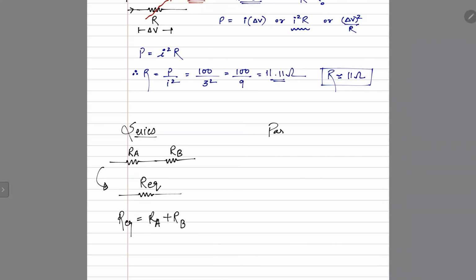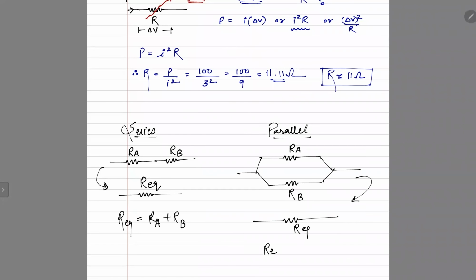However, in parallel combination, you can always write, if this is RA and if this is RB, then this combination can be represented by a simpler case, which is R equivalent, and you can write R equivalent is equal to RA into RB upon RA plus RB. I hope you have already studied this formula in the past, because ये future में भी काम आने वाला है. Can you please comment me कि ये formula आपने past में पढ़ा है कि नहीं पढ़ा है? The combination of resistance.